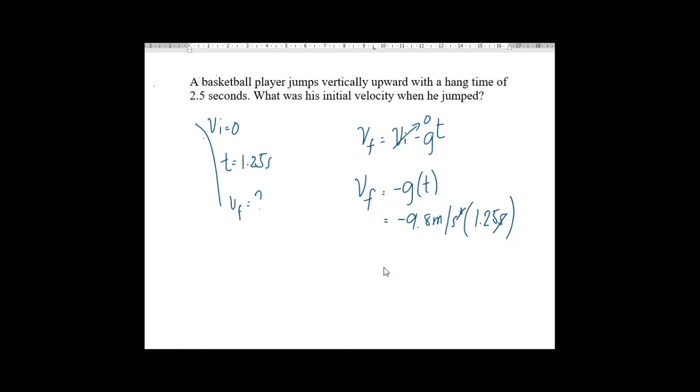Cancel, cancel. So that will also give us negative 12.25 meters per second. Okay, take note that it's negative because it is downward. Okay, so that's for the third sample problem in your modules.